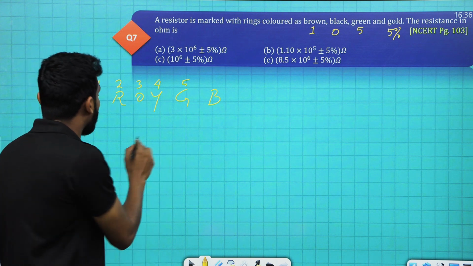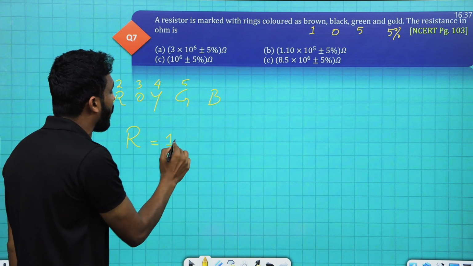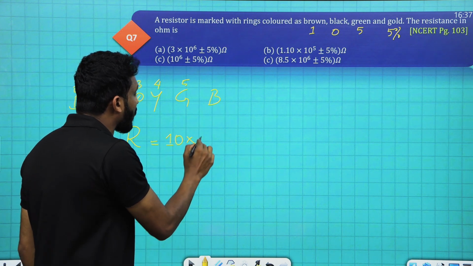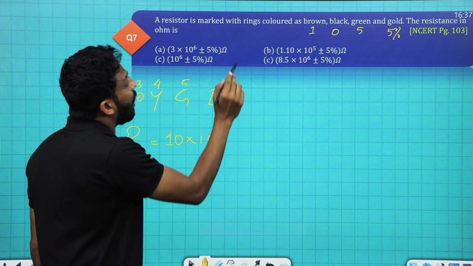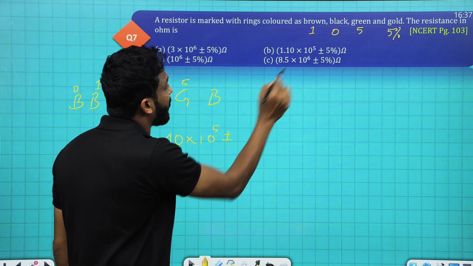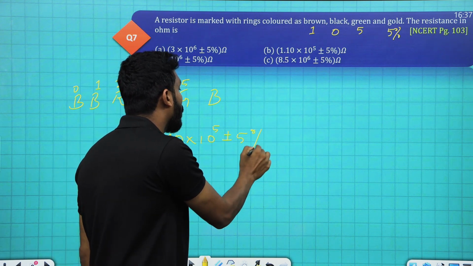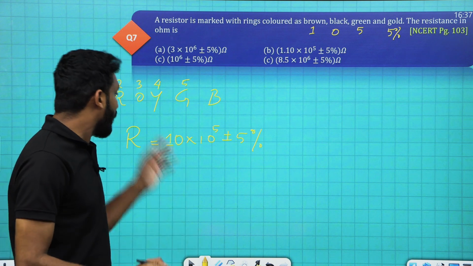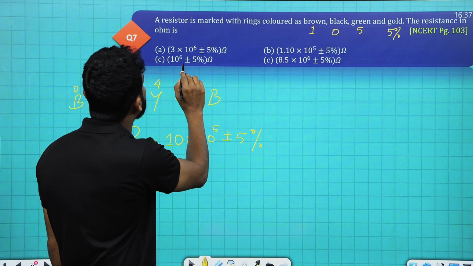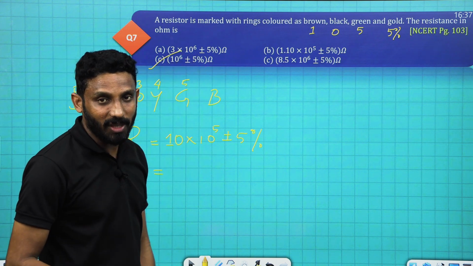Then the resistance R is equal to: first color is brown, that is 1. Second color black, indicating 0, into 10 to the power green, which is 5. Then plus or minus the tolerance, indicated by gold, it is 5%. Then what's the answer finally? 10 into 10 power 5 is 10 power 6. Yes, 10 power 6 plus or minus 5% ohm. This is the third option.